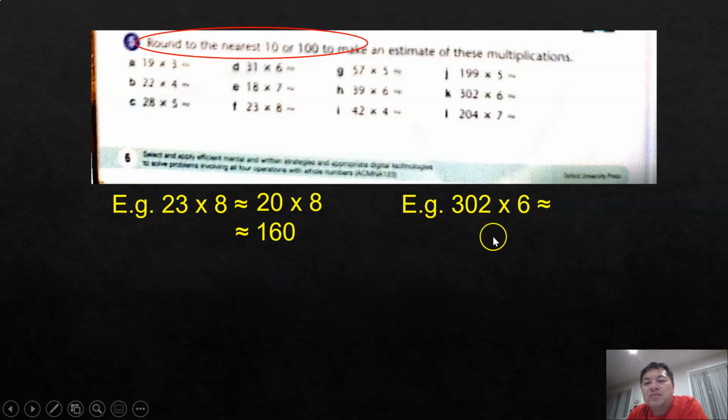What about 302 times 6? So 302 is very close to 300. So that's how I get 300 times 6, which is about 1,800. Okay, so I hope all of you can understand the techniques well.